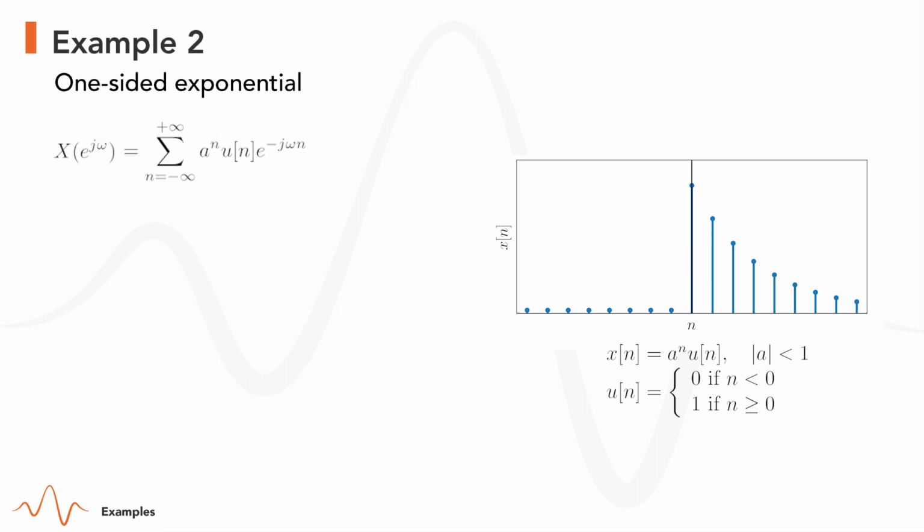Let us now compute the discrete time Fourier transform of a one-sided discrete time exponential given by a to the power of n times the Heaviside function u of n. By multiplying by the Heaviside function, we ensure that the resulting function is 0 for negative n. Thus, we only need to consider the summation from n equals 0 until infinity, and since the Heaviside function in this interval is 1, we can remove it. We have also grouped the terms a to the power of n and exponential of minus j omega n into a single term, a e to the power of minus j omega to the power of n.